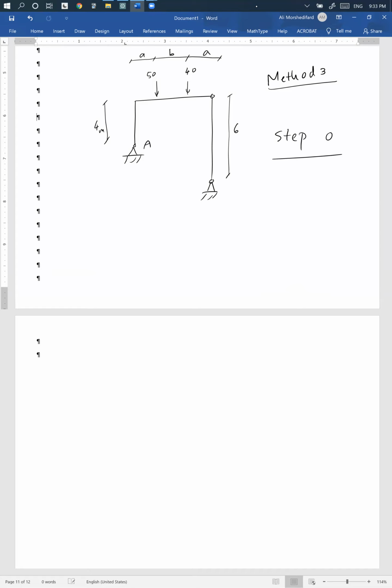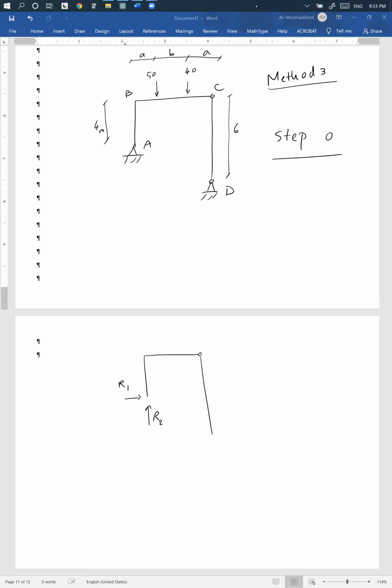So if I call this A, B, C, and D, let's put the reactions on this. I simplify it a little bit. So I put R1, R2.